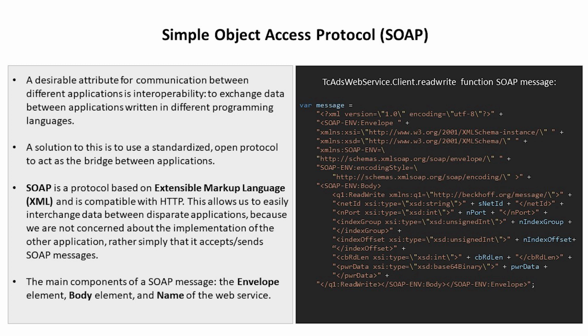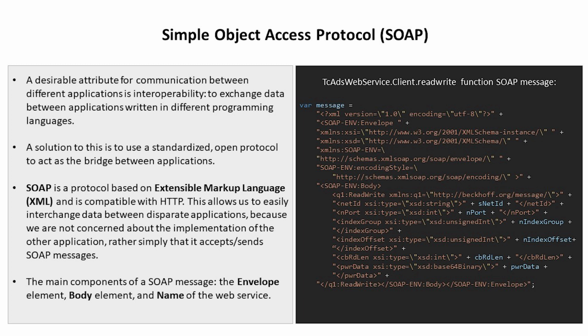And you can see that we have variables for the net ID. So if this is a local system, it will be localhost. If it's a remote, if the web server is targeting a remote TwinCAT runtime, then we need to have the proper net ID so it knows where to go to target that TwinCAT runtime, and the port that we're using. So if it's 851 for TwinCAT 3 PLC, the index group of where our data is being stored.